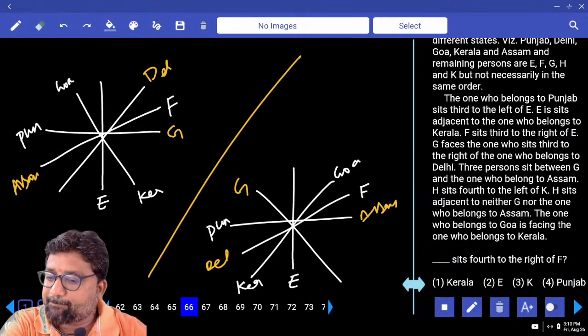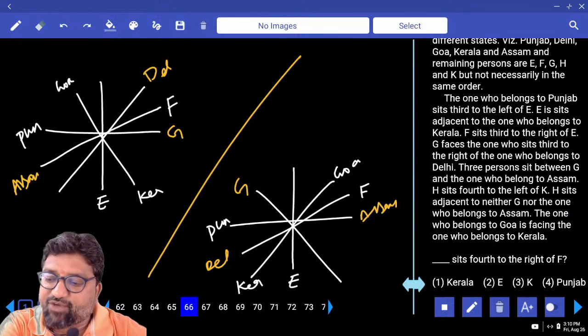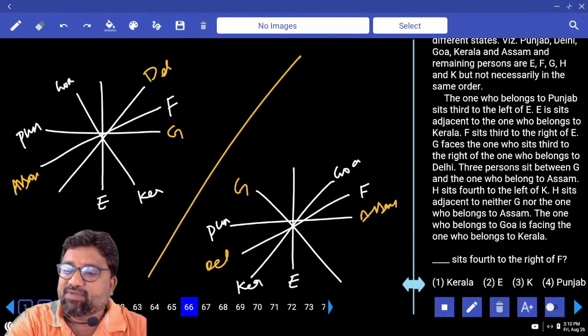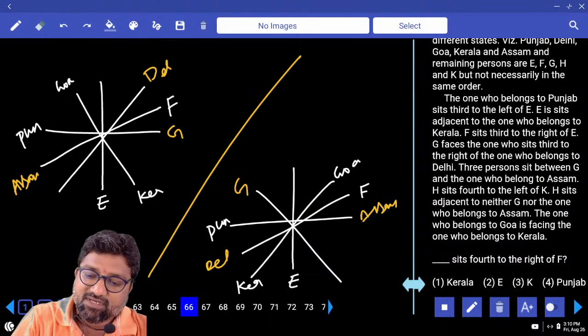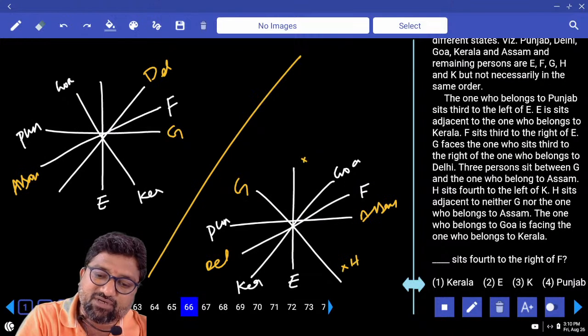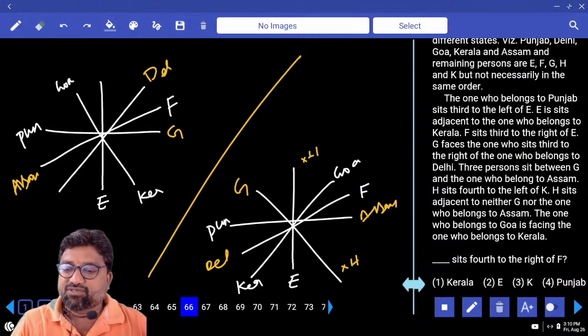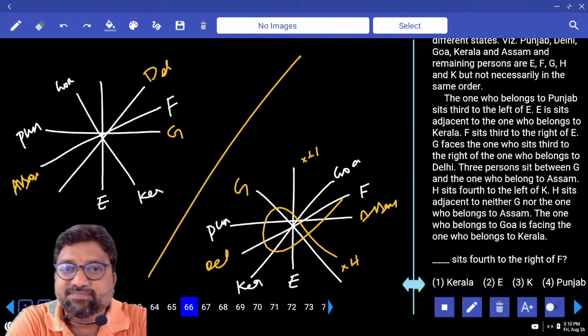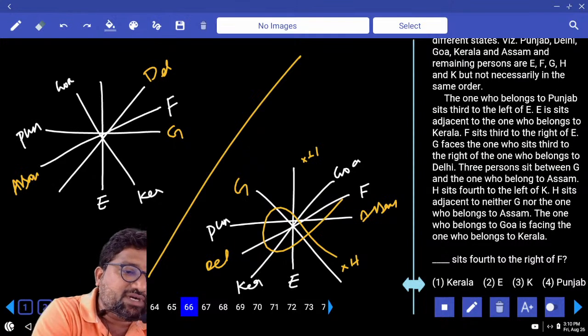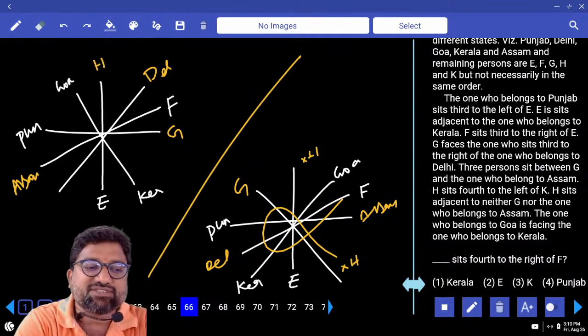H sits fourth to the left of K, full stop. H sits neither adjacent to G nor the one who belongs to Assam. This is not H, this is not H, and where should this H go? ఛాన్స్ ఉందా? పోయింది కదా? చెప్పండి అమ్మా. దిస్ ఈస్ నాట్ హెచ్ అంటే పక్కా దిస్ ఈస్ హెచ్.